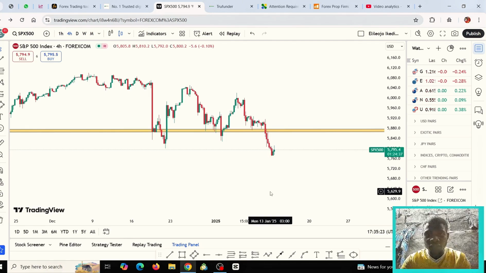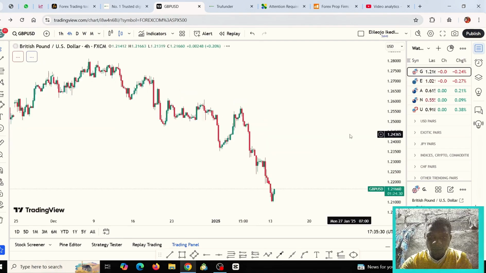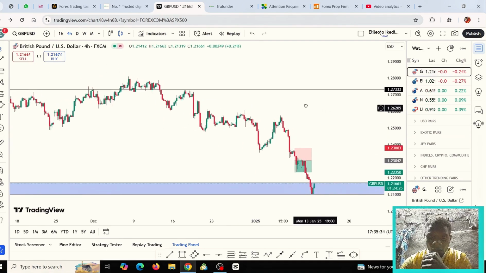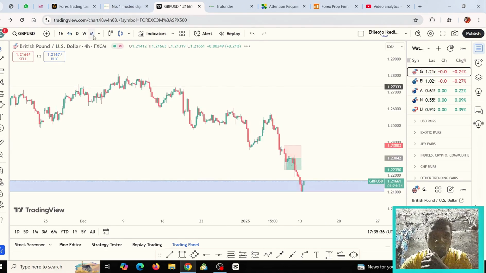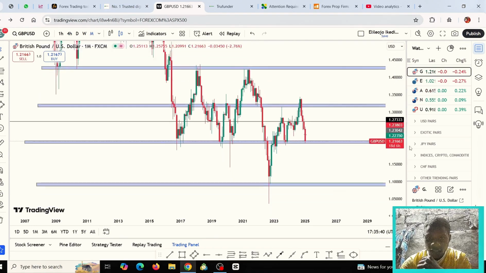Now let's do the first thing. The first pair I'm going to be using as an example is the GBP USD. Let's open the GBP USD now. First of all, we're going to be starting from the monthly time frame. I'm going to bring it down a little bit.